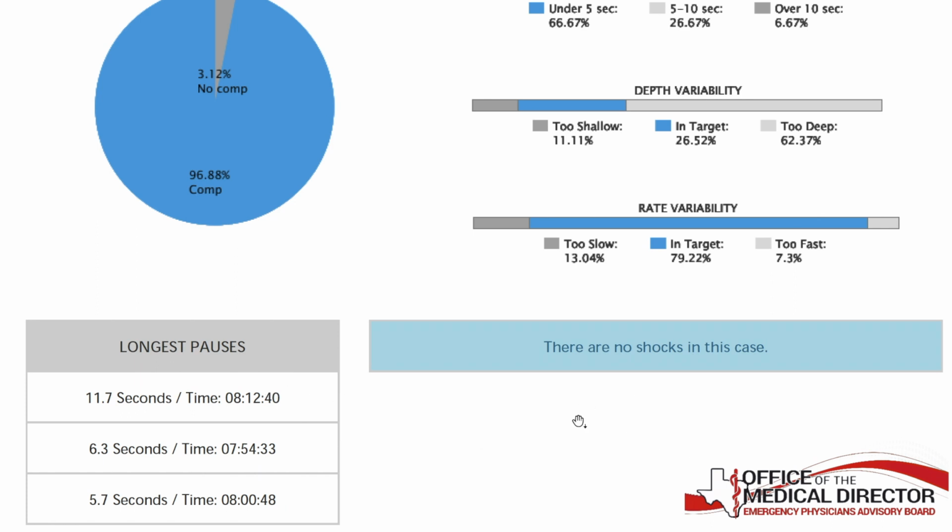There were no shocks. If there are shocks, it tells you how many shocks you gave, and then your pauses associated with each shock in this area. So that's another good piece of information. That's pretty much all it has on here. So pretty good, pretty valuable information. Please use it to improve your CPR numbers.